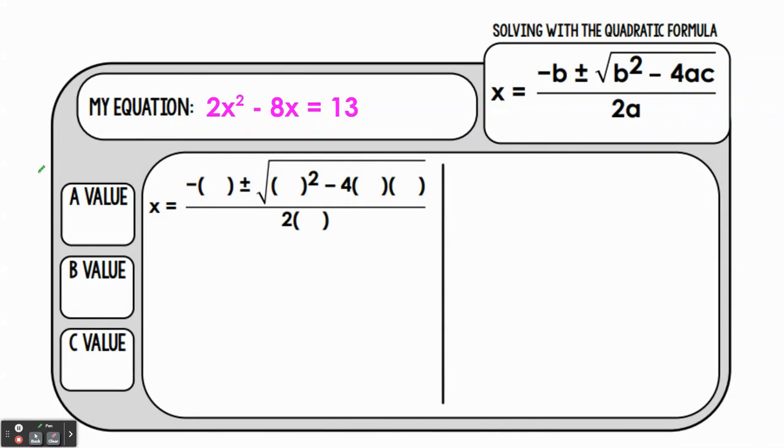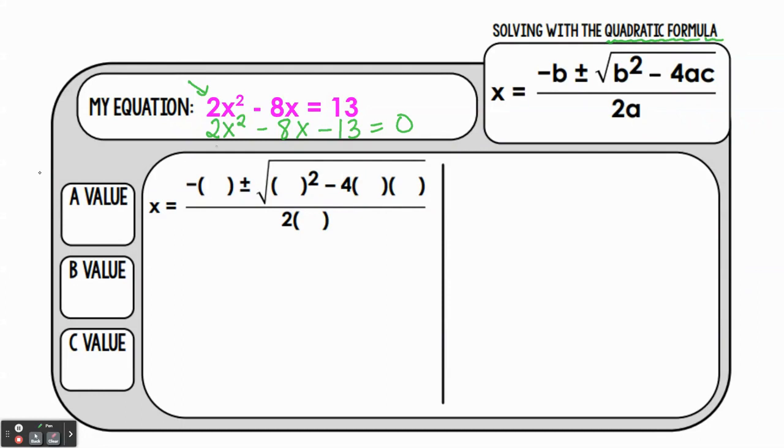In this video, we are going to be solving the equation 2x² - 8x = 13 using the quadratic formula. Now, before we can dive into the quadratic formula, we need our equation equal to 0. So I'm going to subtract the 13 from both sides so that I have 0 on one side of the equation.